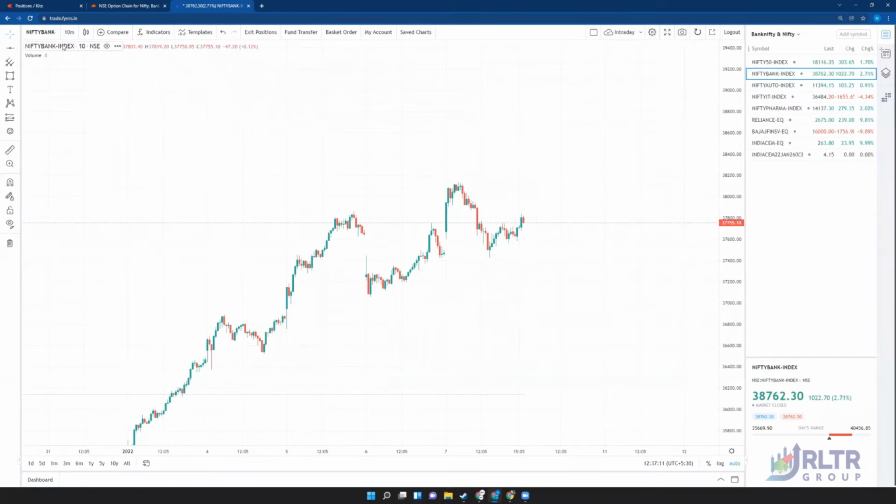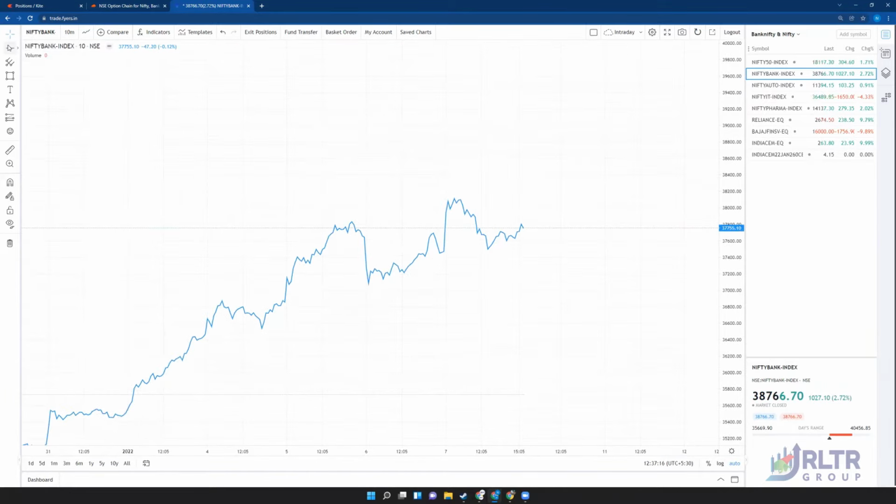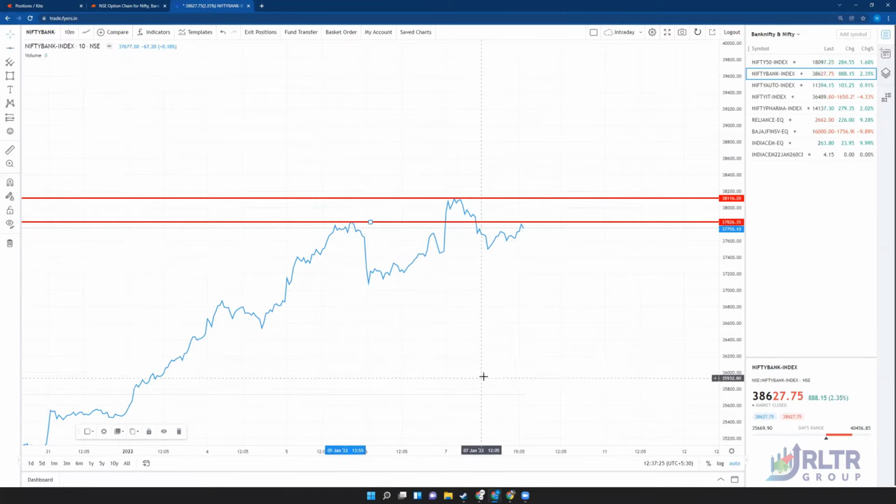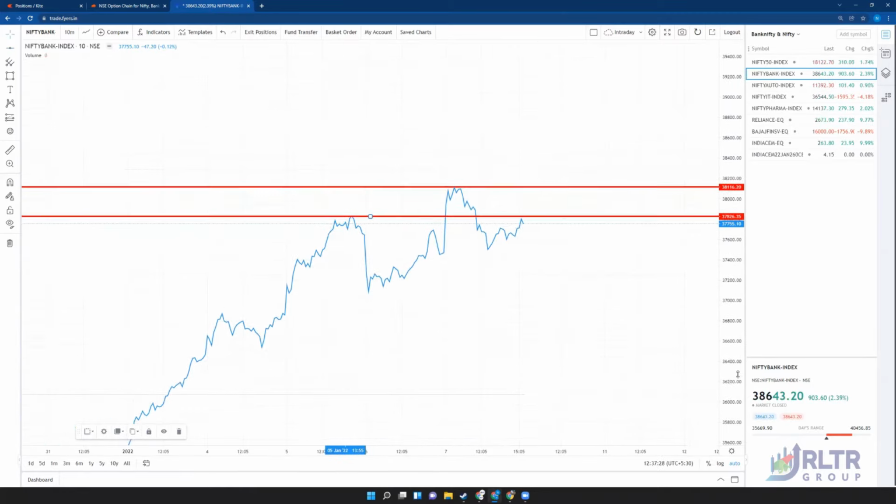So the first thing is, my favorite time frame is 10 minutes and I want to switch this to a line chart. In this line chart, I understand that there is a peak over here on the top, so I will draw that particular line. And I also see a very recent peak over here and I draw a line there. So by doing this, what I establish is 38,116 and 37,826 are the two resistances that the index will face. The index is right now trading somewhere around 37,755.